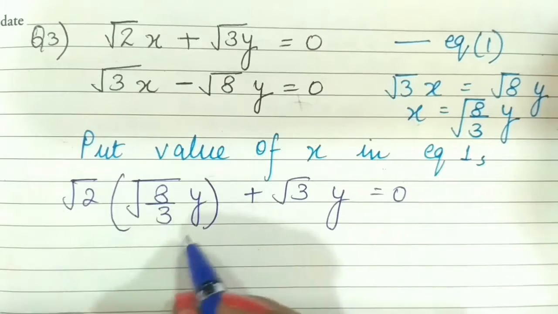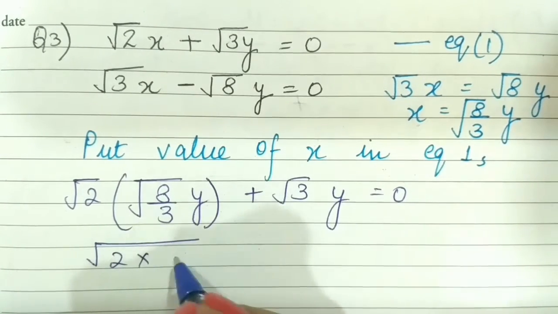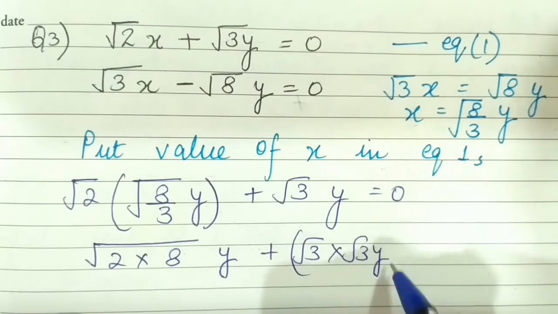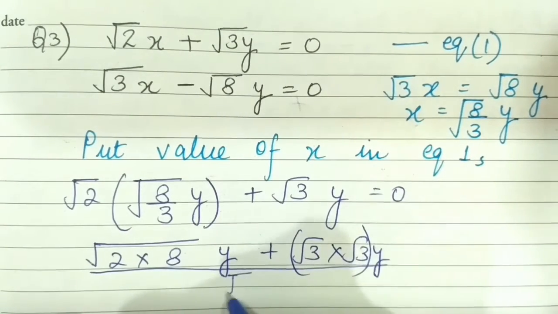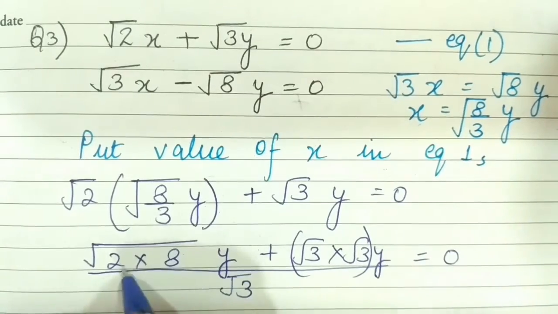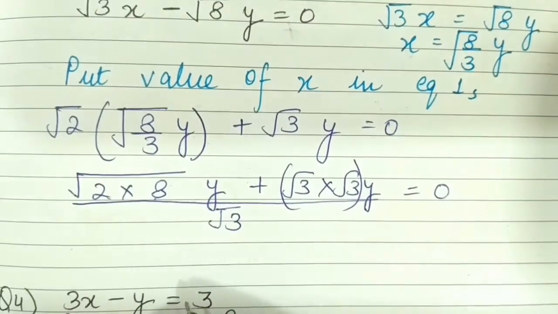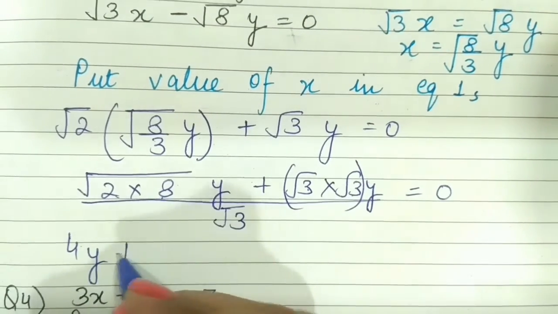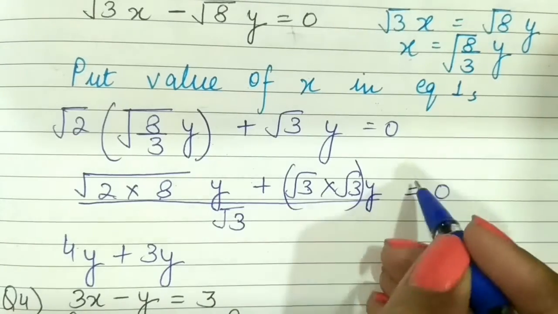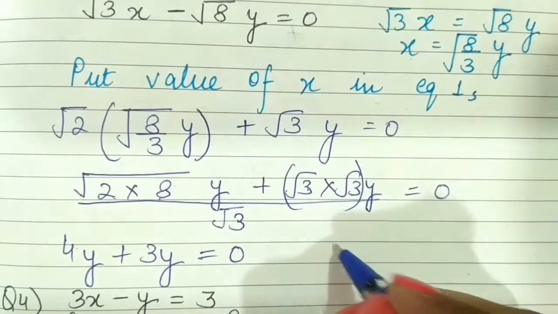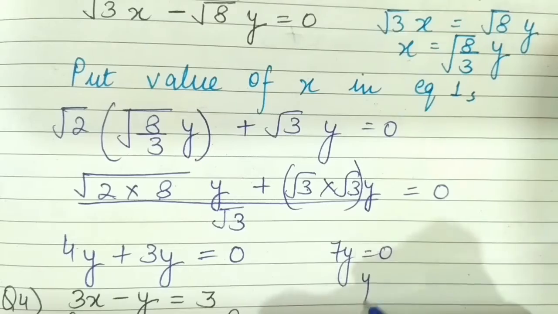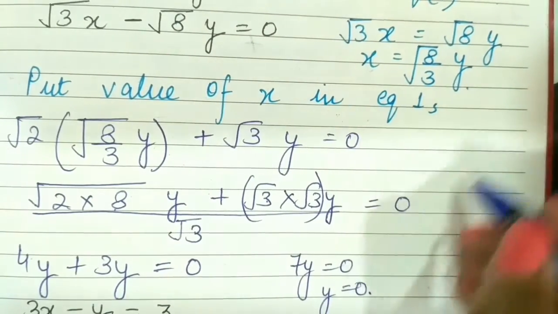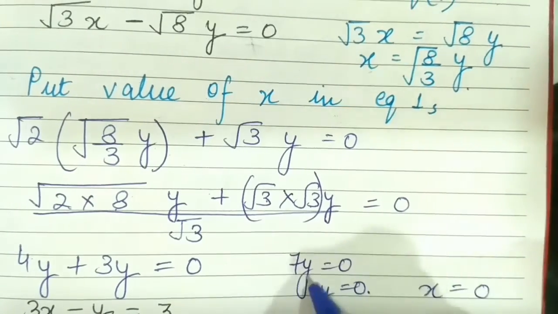On taking the LCM, it will become root 2 times root 8 y plus root 3 times root 3 y upon root 3 equals 0. 2 8s are 16 and the root of 16 will be 4. So 4y plus root 3 into root 3 y, which will be 3y. Root 3 into 0 will be 0. So it will be 7y equals 0. So the answer is y equals 0. When I put y equals 0 in this, it will also be x equals 0.